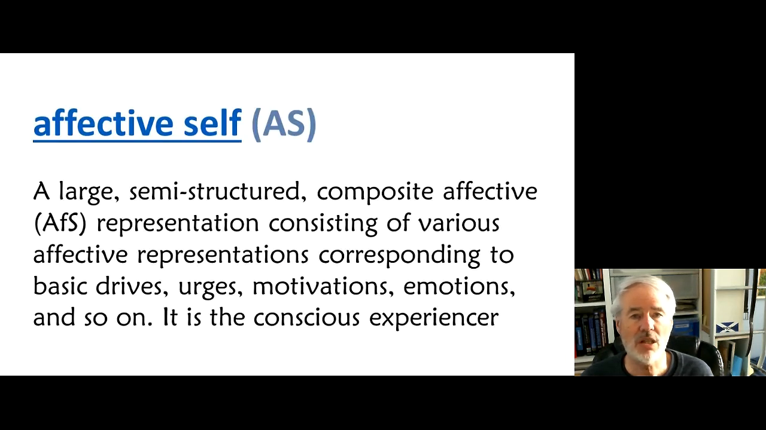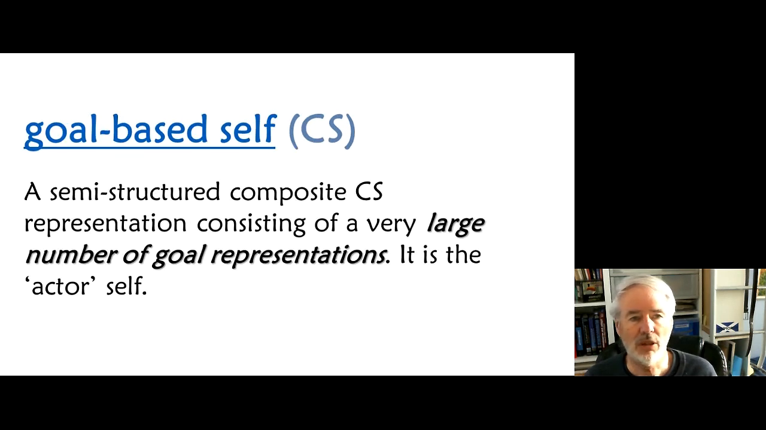Right. The first one is the affective self. This is the only self which is processed uniquely in the affective system, and it's associated with basic drives, motivations, emotions, and so forth. And you can see immediately that it's something we share with other species, and the affective self is simply a whole association of affective representations which correspond to a particular basic drive or emotion. The other two are housed in the conceptual system.